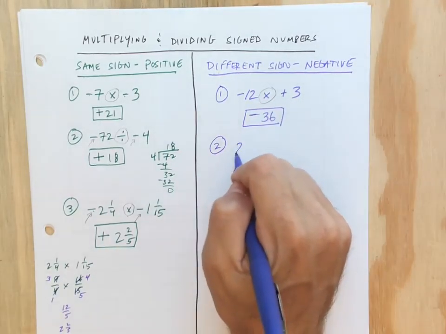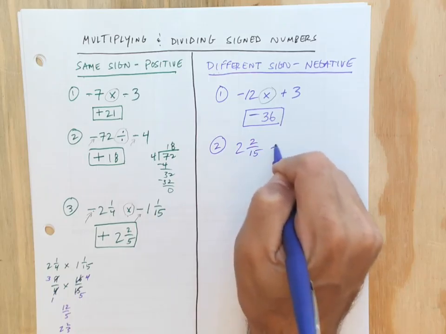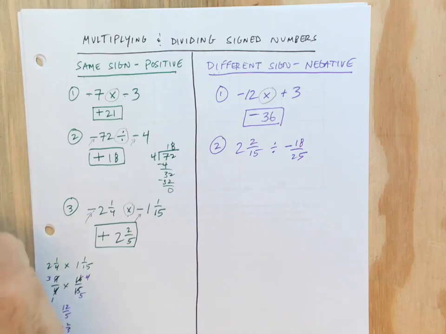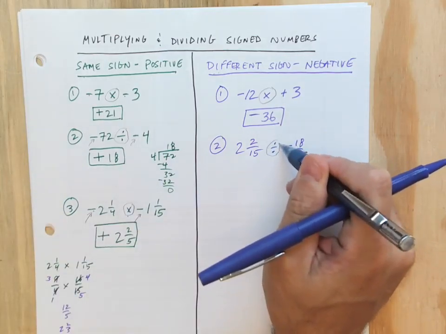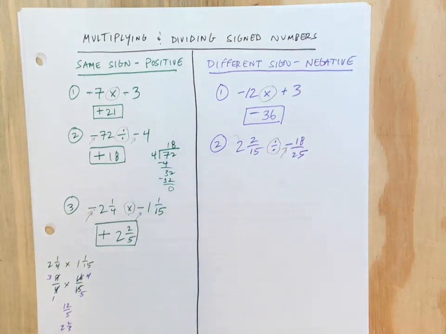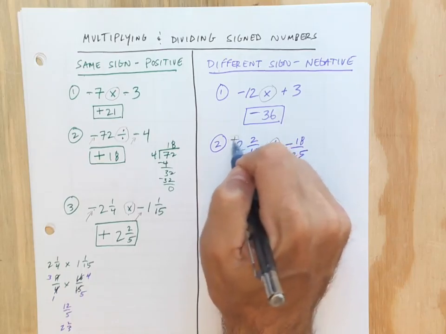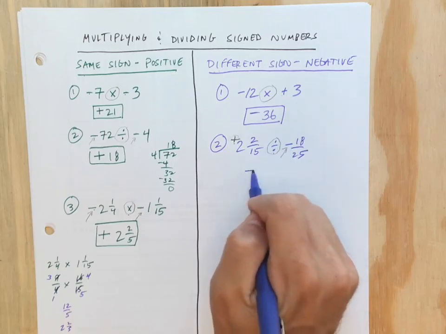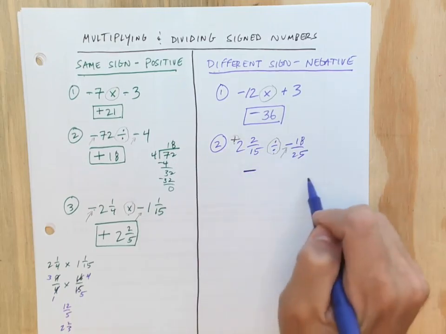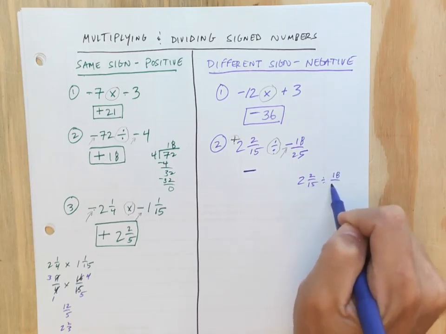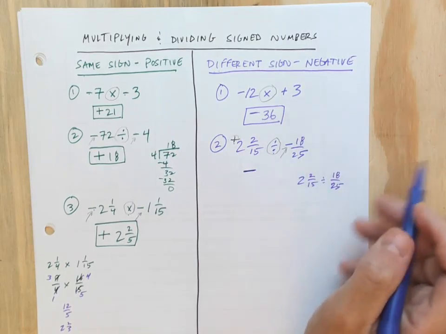Another example, 2 2/15 divided by -18/25. I see I'm dividing. I see this is negative. This doesn't have a sign on it. Recall that when a number doesn't have a sign on it, the number is positive. So I'll put in that positive. I see now I'm dividing numbers with different signs, so the answer will be negative. Now I have to do the division. I can ignore the signs here because I already know the answer is going to be negative.